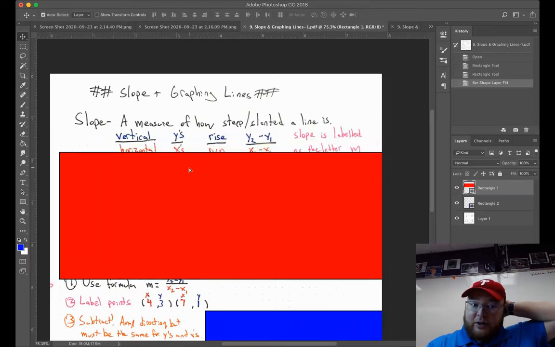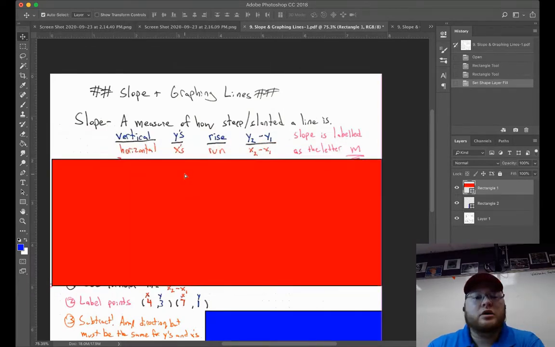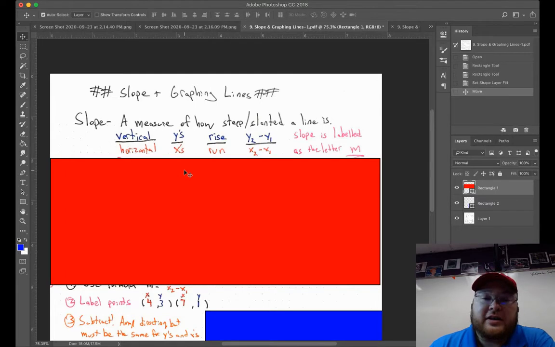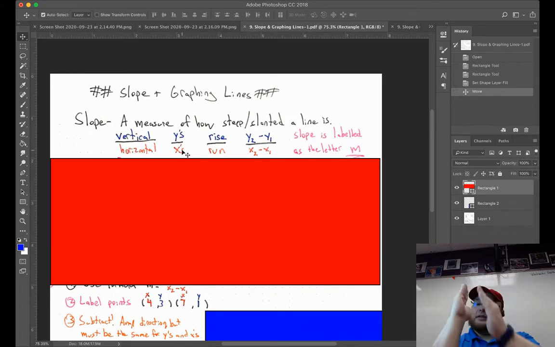There's some different ways of thinking about it. Vertical over horizontal. There are some systems like road grade, I believe, where they talk about horizontal over vertical, but in geometry it's always vertical over horizontal, which is y's over x's because the y-axis is up and down and the x-axis is horizontal. The thing you should remember the most is rise over run. And then there's a formula, which is y2 minus y1 over x2 minus x1.